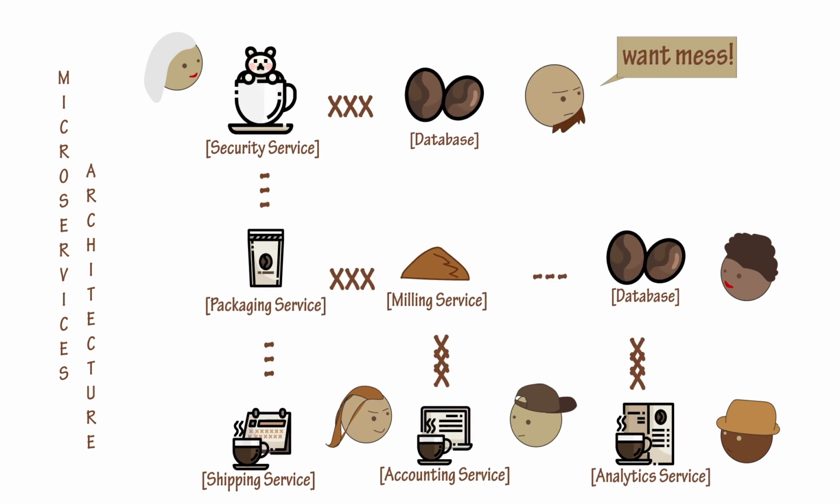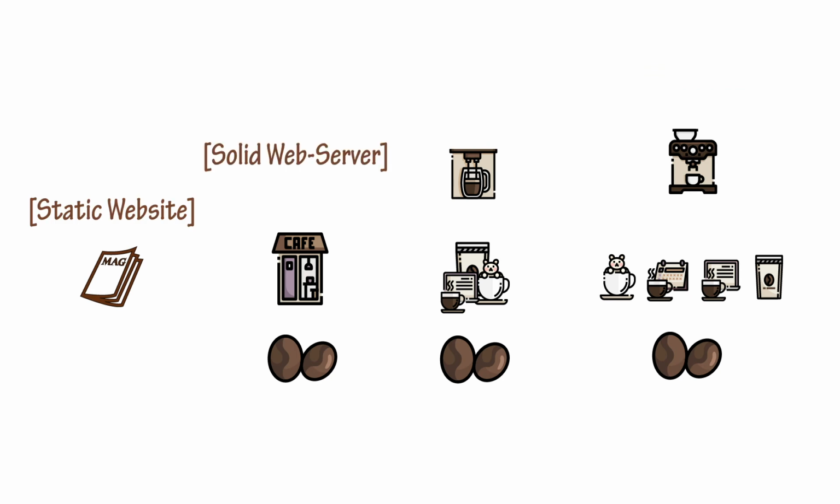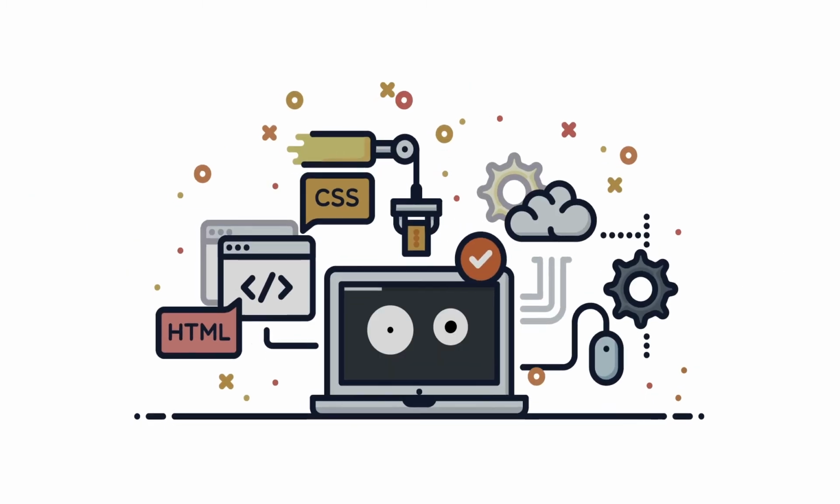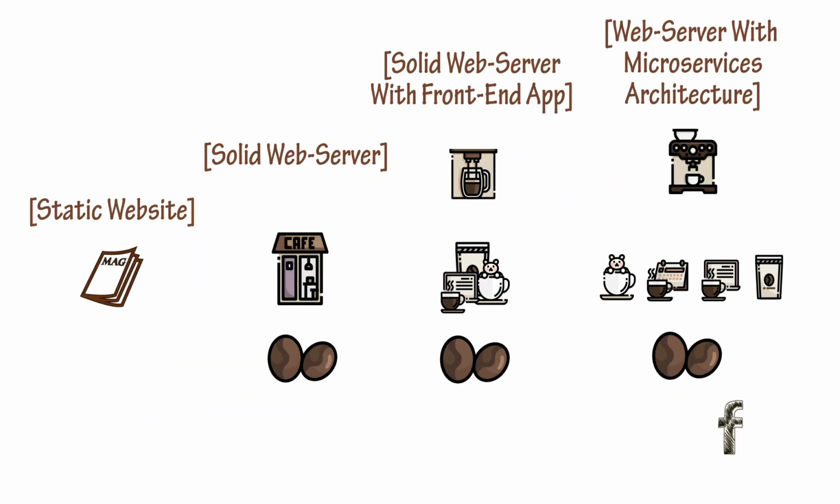So to finalize, these are the most common types of web application architectures. Microservices architecture is very common for large web applications, and of course this type of architecture is very common for social network platforms.